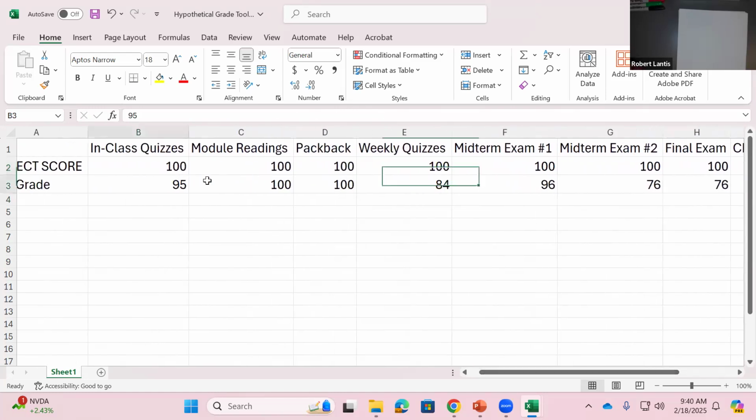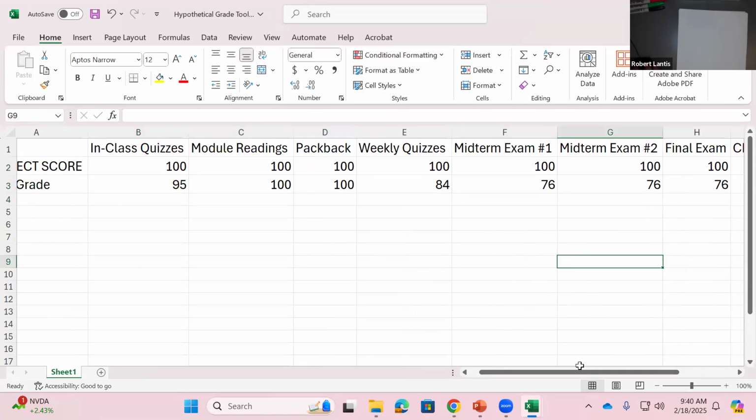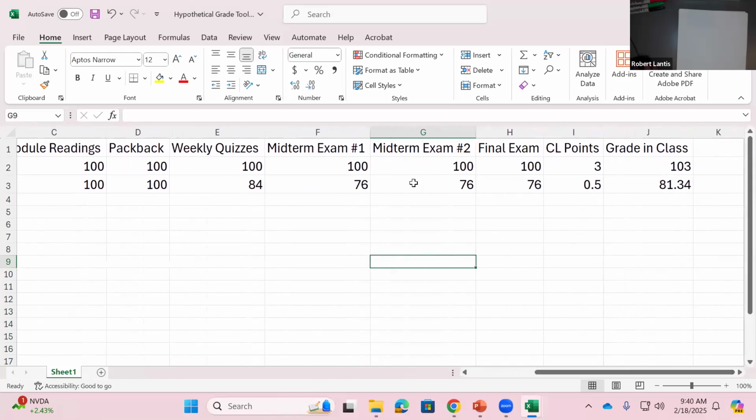So there's this hypothetical person where they did the module readings and Packback, got the easy effort-based points, and got those turned in. In-class quizzes, they got most of the questions right when they show up to class, or maybe they missed one class. Weekly quizzes, they did right, and let's say they didn't do as well on that midterm. Well, you can do this thought experiment: if I continue to do the same level of quality on the next two, what would my final grade in the class be?